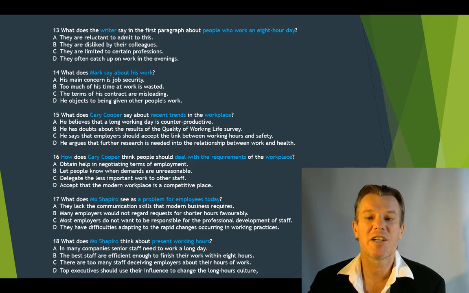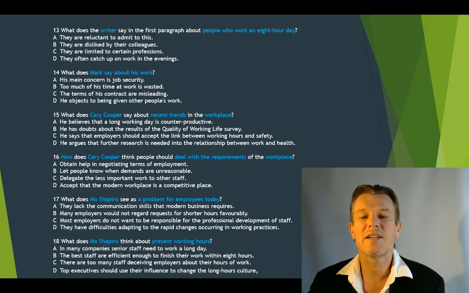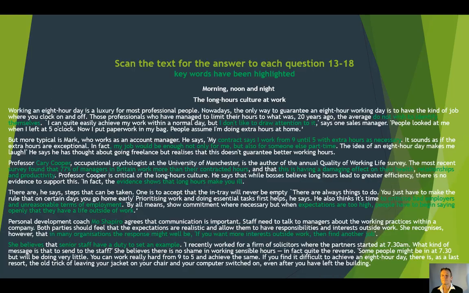Question 17, we've got a different name now. We've got Mo Shapiro, and we're looking for synonyms for a problem for employees today. And then finally, question 18, again, we've got Mo Shapiro as our key word to scan for, and we're looking for synonyms for present working hours. Okay, so we've identified the key words. We've already done number 13 and searched the text. So we're going to have a look at the rest of the reading text now and see if we can find the key words for 14 to 18.